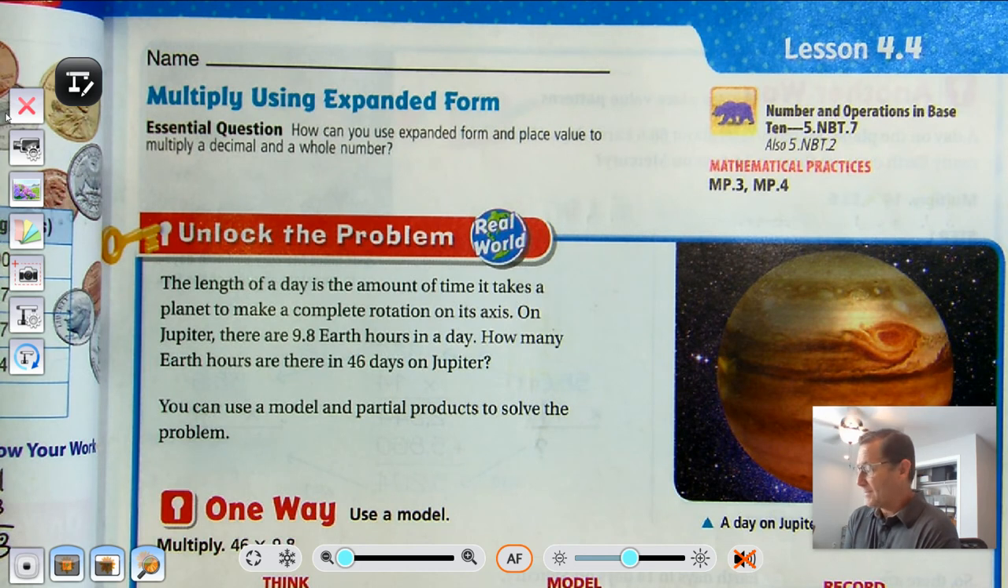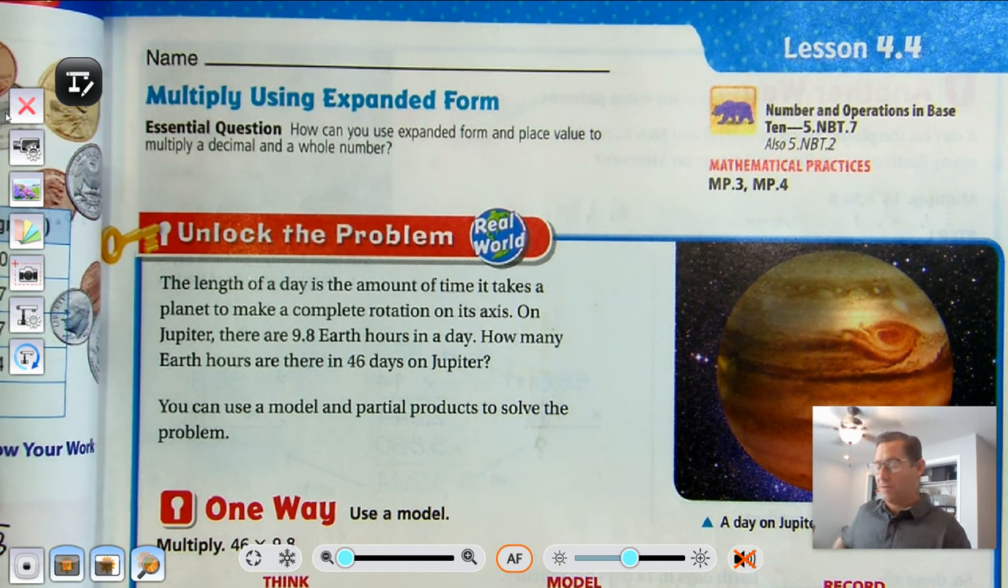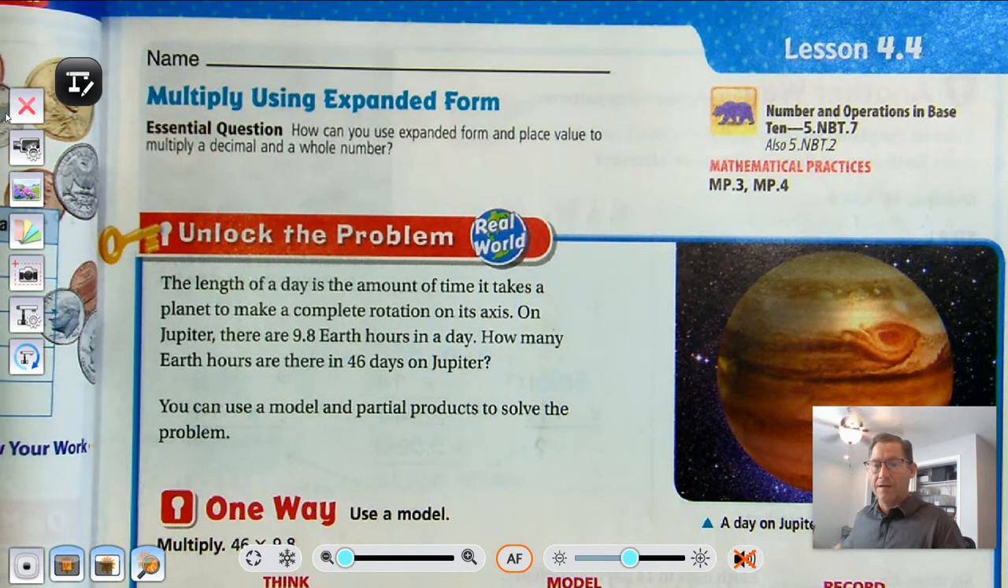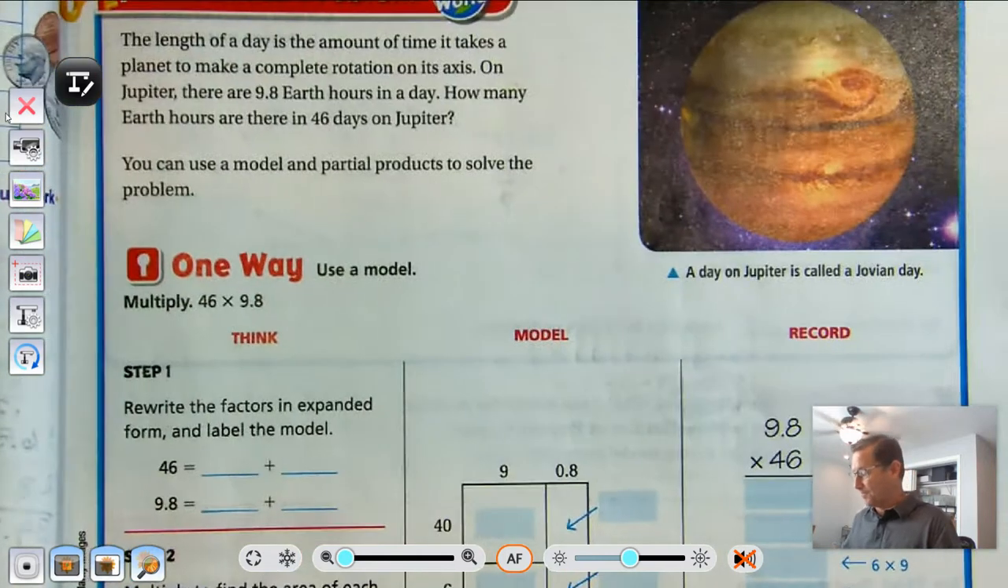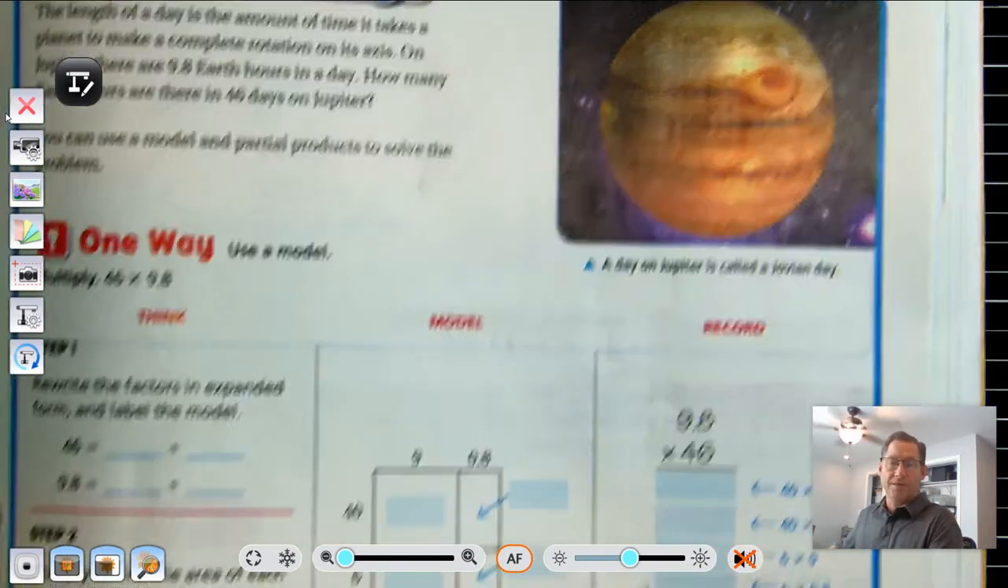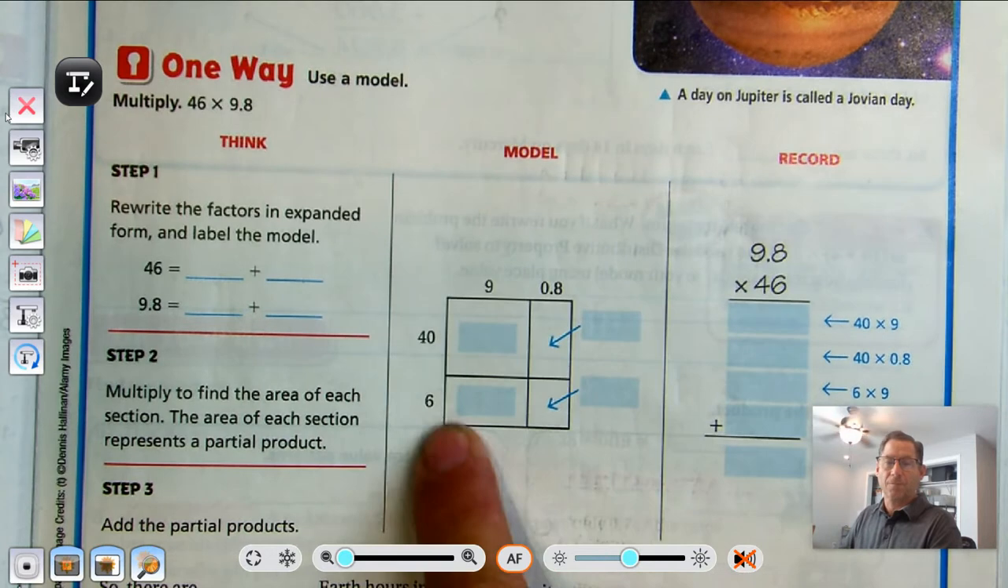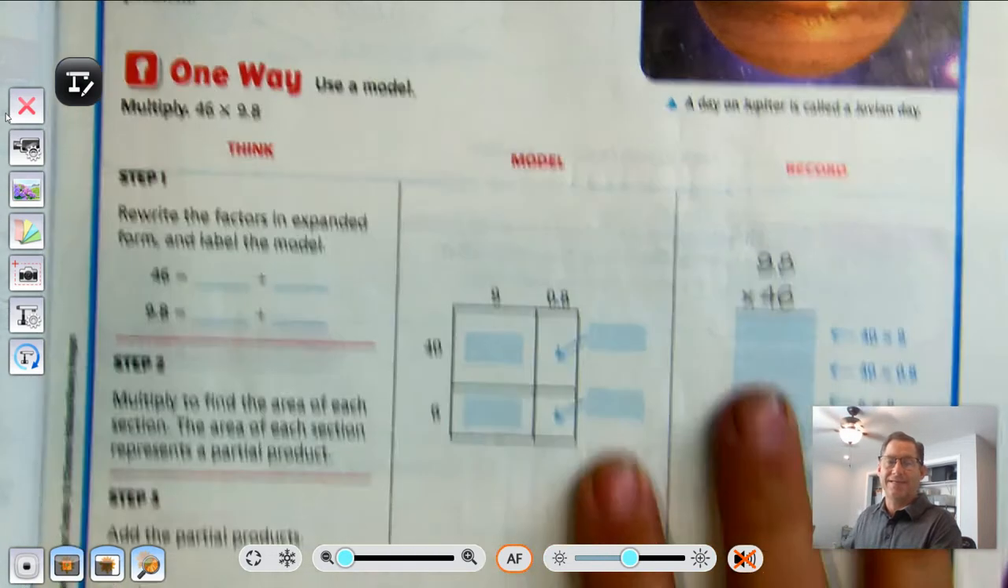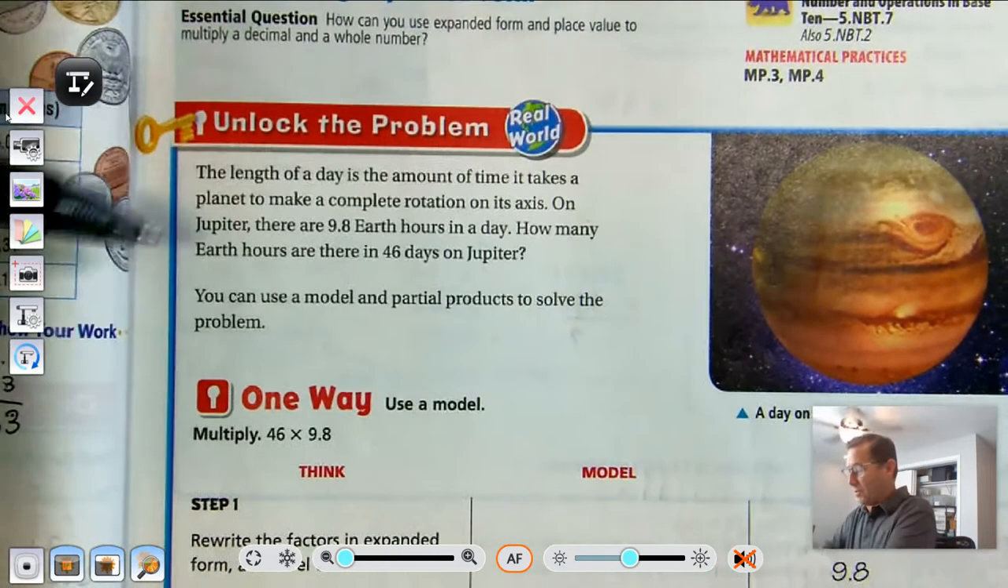So we practiced this skill in 3rd and 4th grade, where we would use a model and break up the numbers using a square. Okay, so we're going to use that same idea here. But let's look at the unlock the problem first.